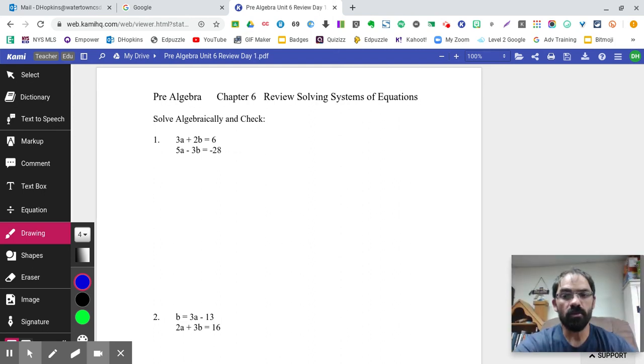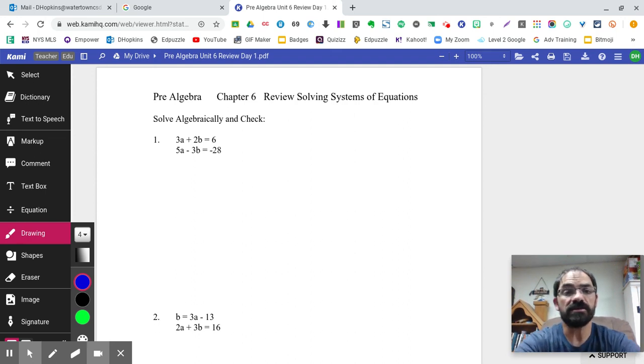Hello, guys, and welcome back for our very last unit review, Chapter 6. In this chapter, we solved algebraically. So we solved by means of substitution and we solved by means of elimination.